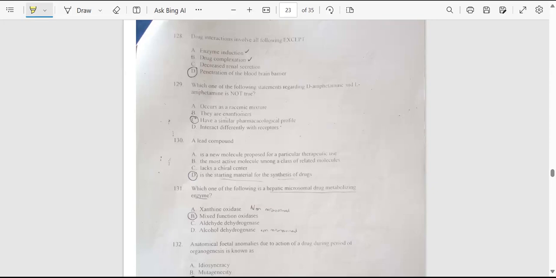Wait. D and L, what is it, optical? D and L are optical isomers. It's about how they rotate the plane of light.